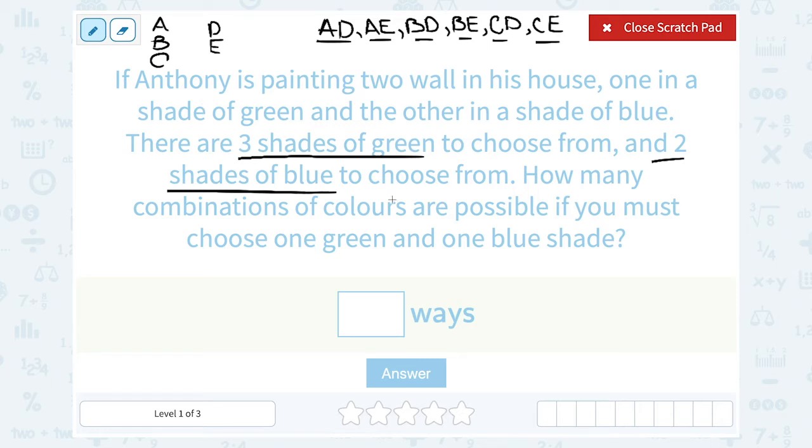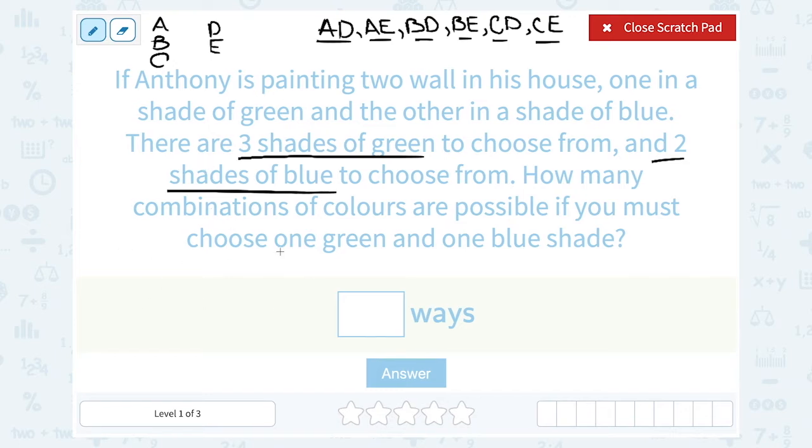Now in this case, writing out the list wasn't too bad because there were only 3 possibilities for one and 2 possibilities for the other. But let's say there were 100 possibilities for each. That would be a really long list that we probably don't want to write out, which is why it's really nice to have a shortcut. And our shortcut is the counting principle.